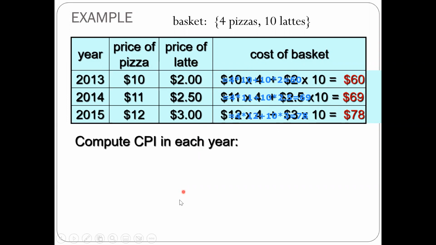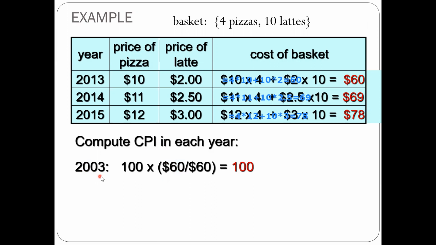In order to compute the consumer price index in each year, we can calculate it by the formula. 2013 was 100 multiply 60 over 60 is 100. This means that in 2013, it's the base year. So we have the base year here, and the base year here is 2013 is the base year.